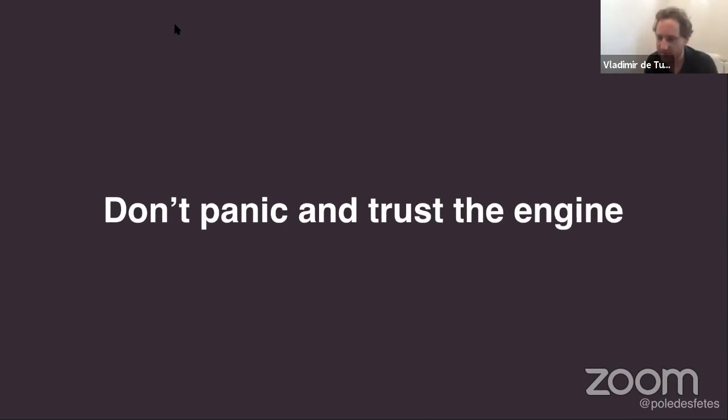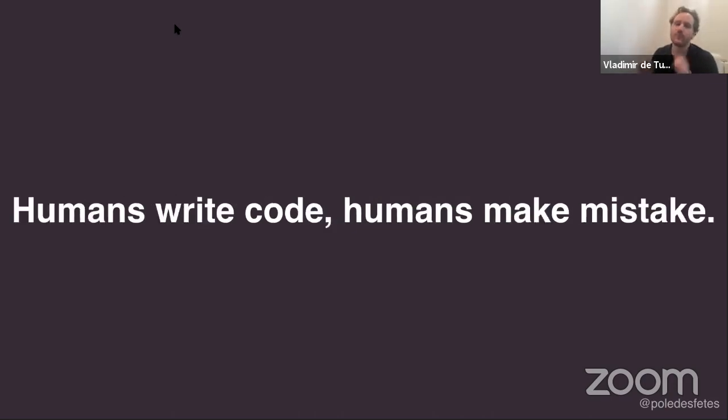Don't panic and trust the engine. V8 is one of the best pieces of engineering ever made, and you can trust it and the tools around it to make it up for you. Humans write code, humans make mistakes. This will happen in production for you. Maybe not today, maybe not tomorrow, maybe not in Node.js, maybe in Python, maybe in Java, but these principles are the same for all languages, all platforms. This will happen to you.